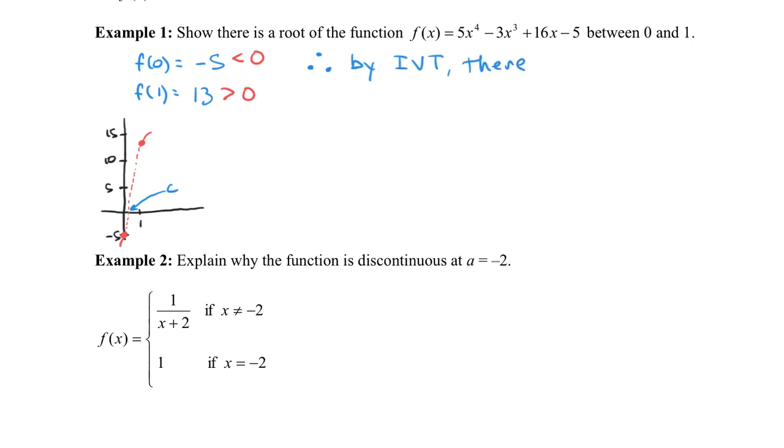there exists a point c in this open interval 0 to 1 such that f of c equals 0. So that's our argument. We see we've got a negative here, we've got a positive here. We know it's continuous, so there has to be some c in between such that f of c equals exactly 0. So we just say by the intermediate value theorem, there exists a point c in this interval 0, 1 such that f of c equals 0.